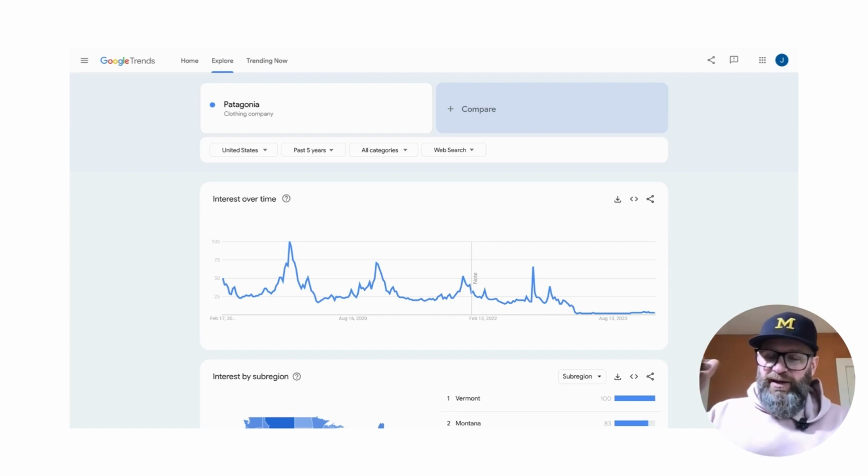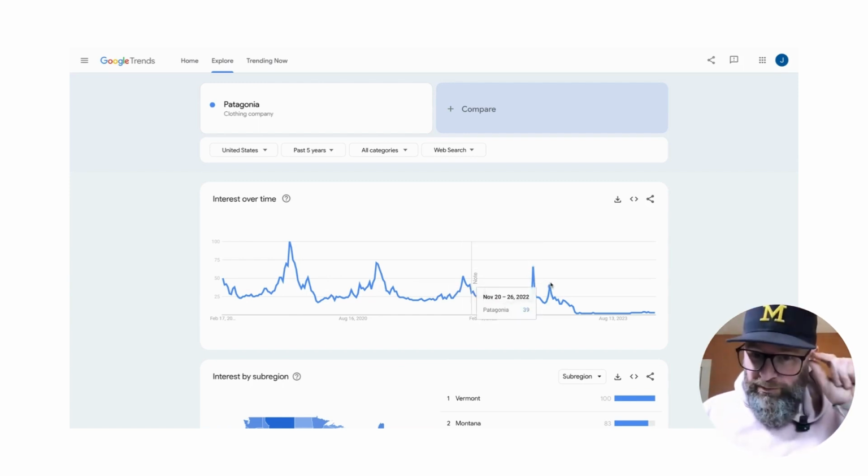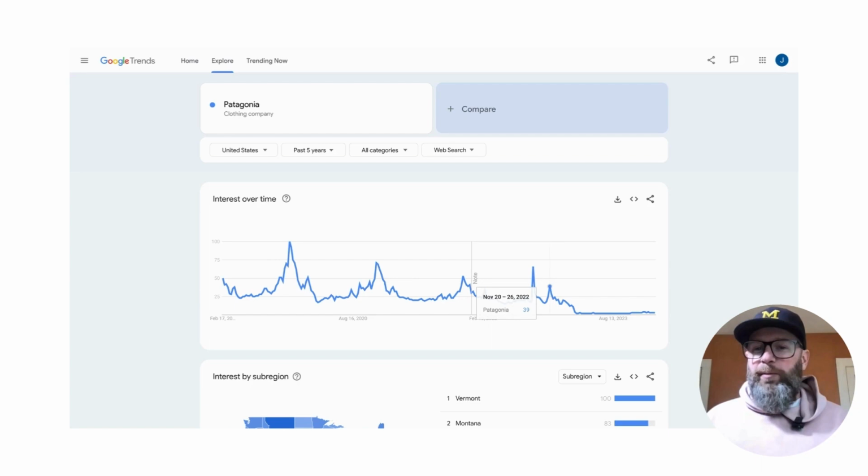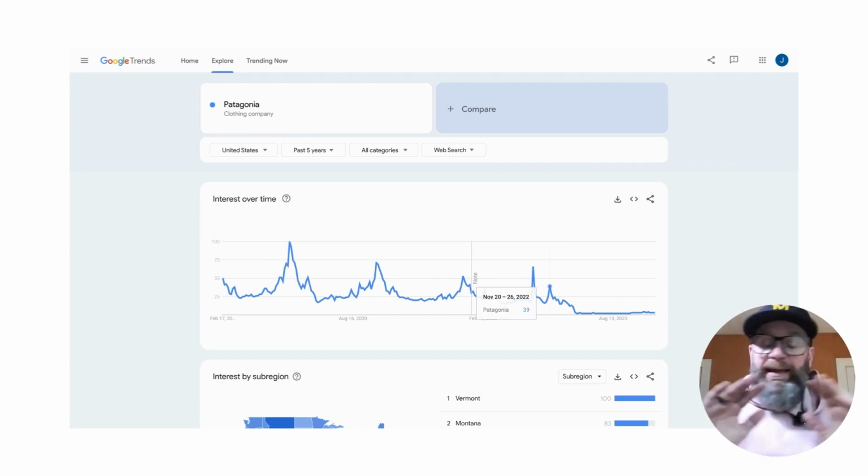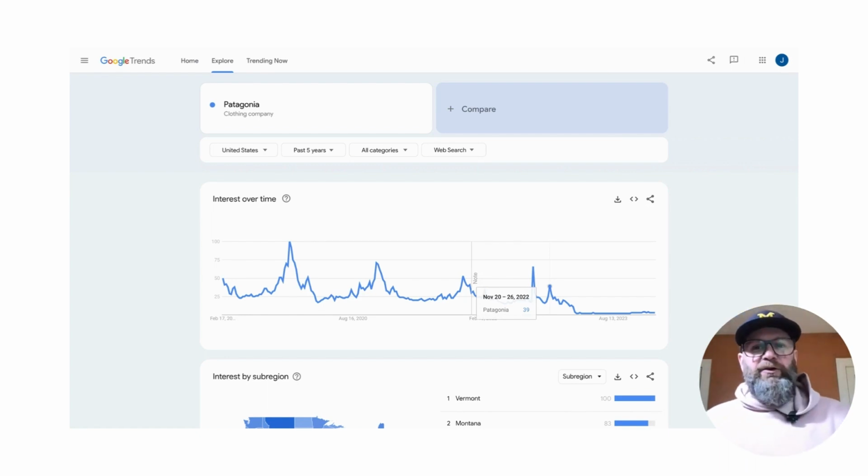You see a steady decline, year over year over year. So here we're peaking in 2019, down in 2020, down again in 2021, down again in 2022. Now, what's going on here? This is probably the most popular brand in the outdoor industry. It's a world-class brand. Patagonia has so many things going for them.